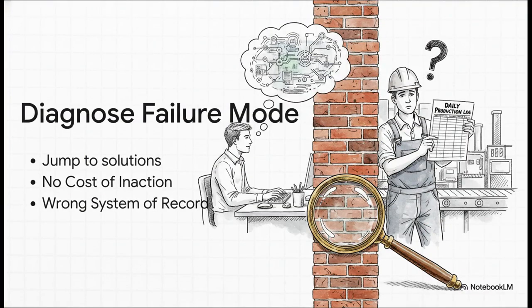But here is the catch. The classic failure mode in this stage is jumping straight into solutions. You can literally spot this a mile away when an engineer already has a model architecture in mind before they've spoken to a single line operator. If your discovery brief doesn't explicitly spell out the financial cost of doing nothing, or you've accidentally identified the wrong software as the system of record, well, you've already failed the diagnose stage.